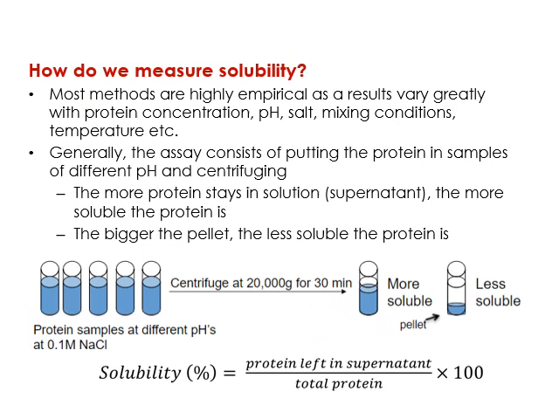There are ways of how we can measure solubility, but most of the methods are highly empirical, and the result can vary greatly with different protein concentration, pH, salt, mixing condition, and temperature. Generally, how you analyze protein solubility is by putting protein in the samples at different pH, and then you centrifuge. So the more protein stay in solution, means that they are in supernatant, the more soluble the protein is. So the bigger the pellet means that the protein becomes less soluble. So you can actually calculate the protein left in the supernatant divided by total protein times by 100 will give you the percentage of solubility.